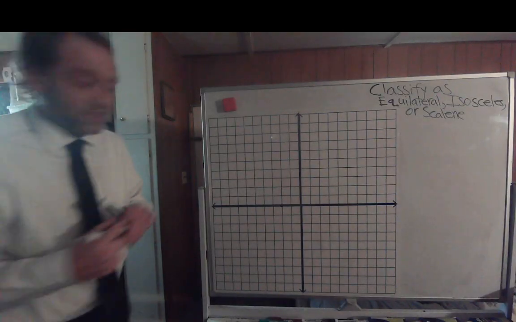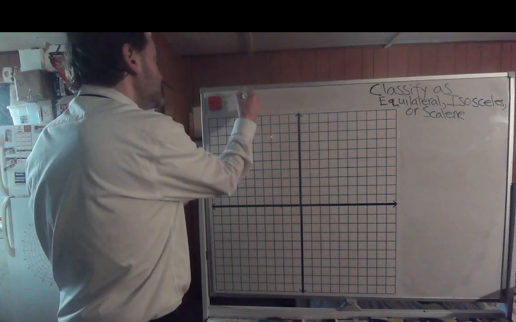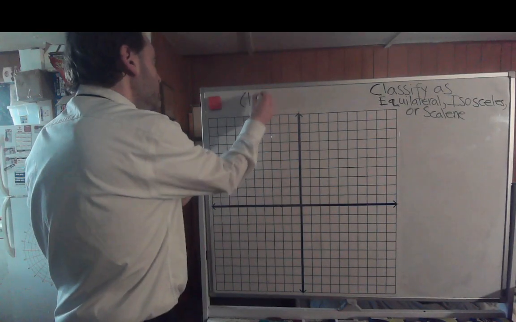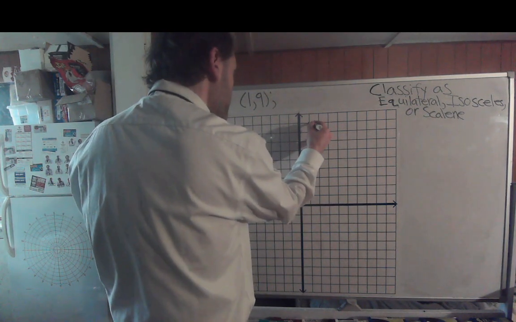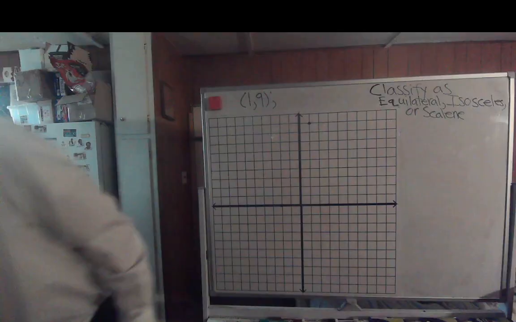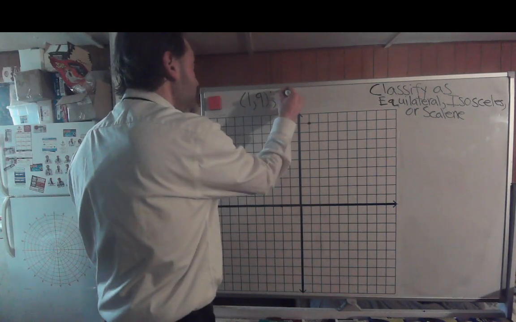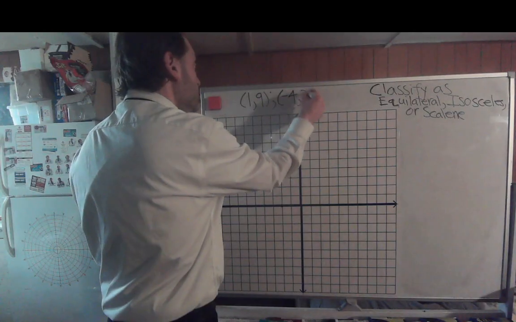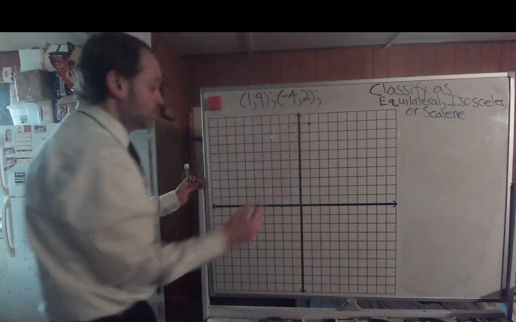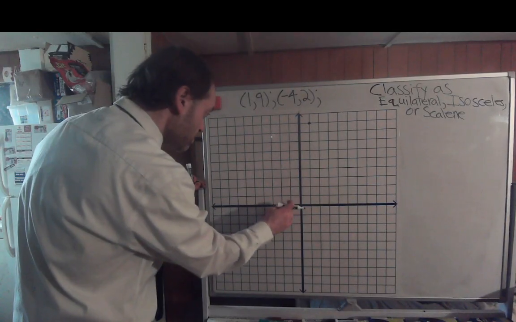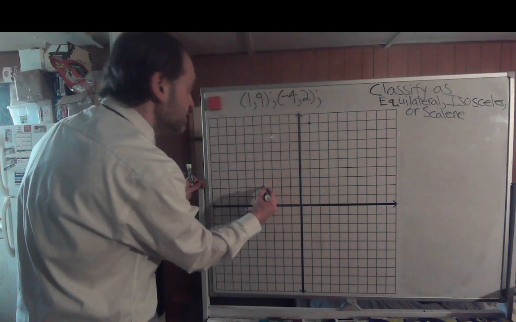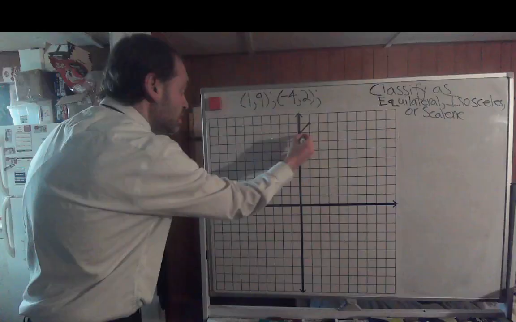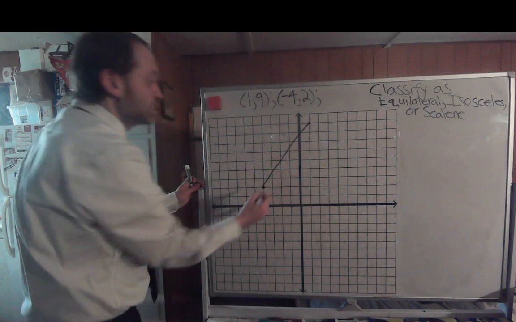I have a feeling about this one. So what about, let's see, we have the point 1, 9. So let's plot 1, 9. That's going to be all the way up here. What about then we have negative 4, 2. We have the point negative 4, 2. So here's negative 4, 2. So let's plot that, and then I have the point 4, 2.